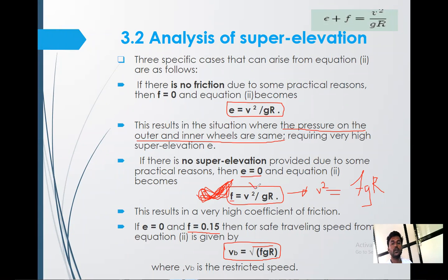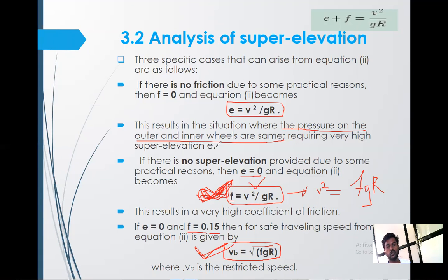By this equation, I have calculated V square is equal to, if I take this GR from the denominator to the left side, F into GR. And when I remove the square, I put the square root on the right side. So V is equal to square root of F into GR. By this we can calculate V, that is the restricted speed of the vehicle. This is very important.